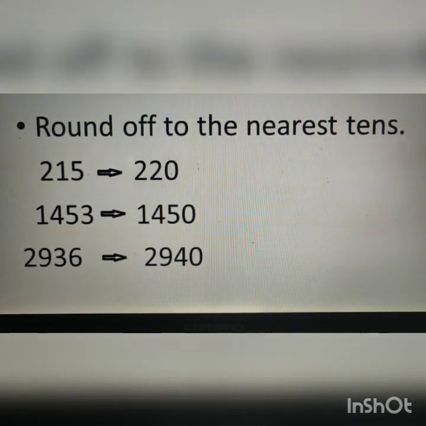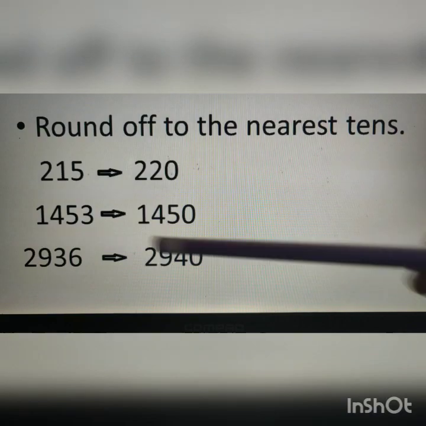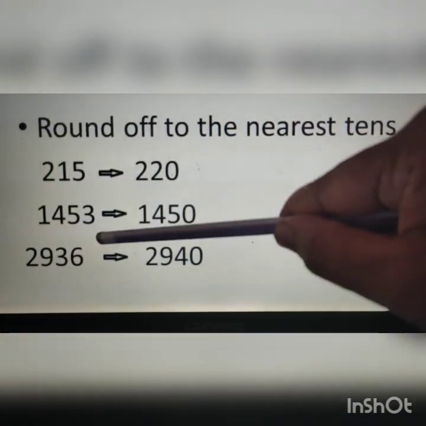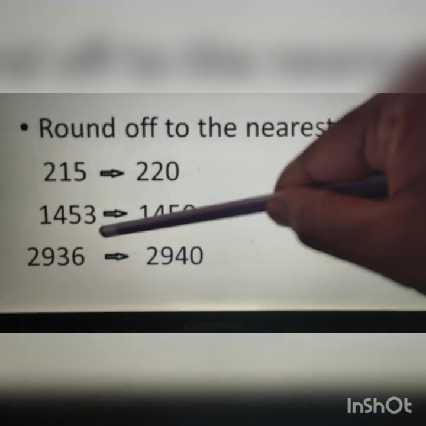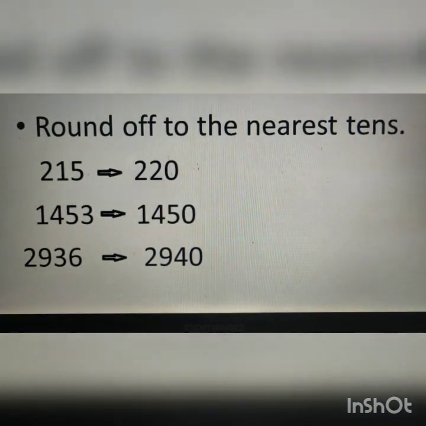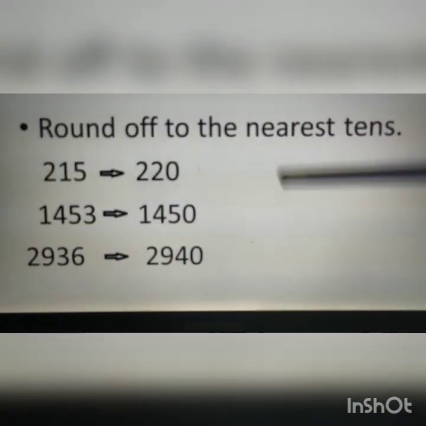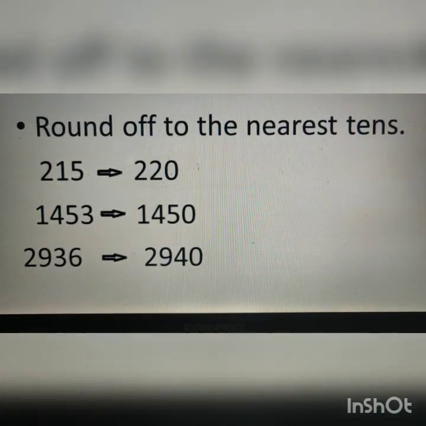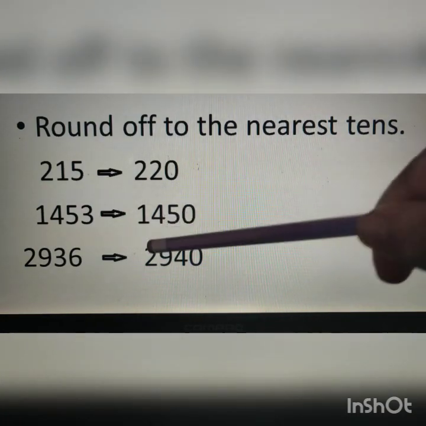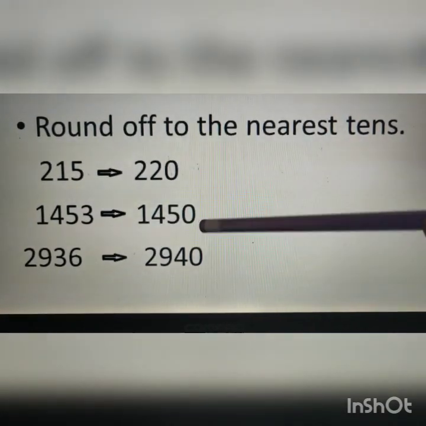Next question, 1453. We will round it off to the tens place. So 1453 is between 1450 and 1460. And the digit 3 is nearer to 0 than 10. So we will round it off to 1450. 1453 is closer to 1450.